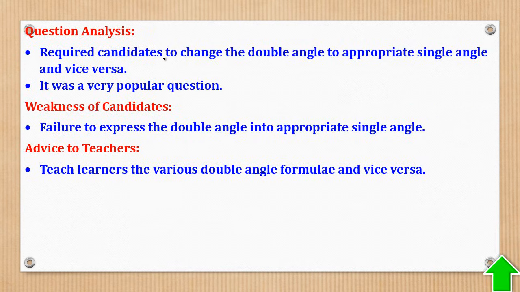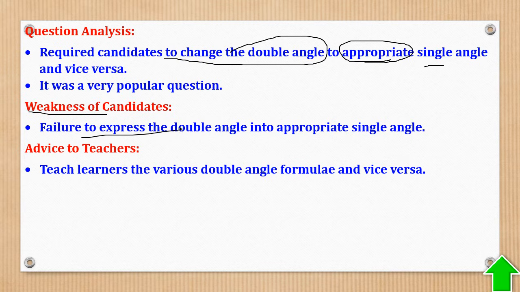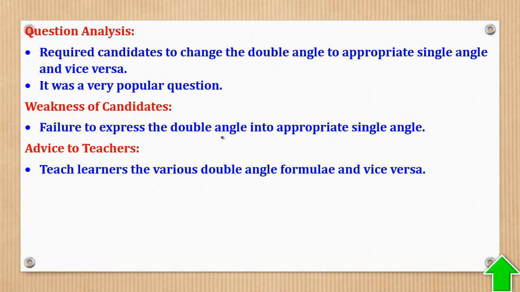So the question required candidates to change the double angle to appropriate. Do you see this word? Appropriate single angle. Appropriate means that you get an identity which will eliminate the 1 because it is not needed. The weakness was failure to express the double angle into an appropriate one, because the double angle for cos has like 3 identities. One which has both cos and sine, another one which has only sine, another one which has only cos. That's why we use the word appropriate. So the formulas are there in the logbook, so you have to be familiar with them.